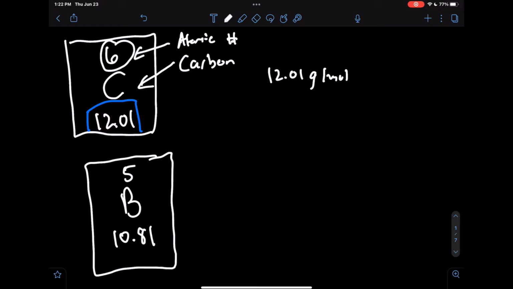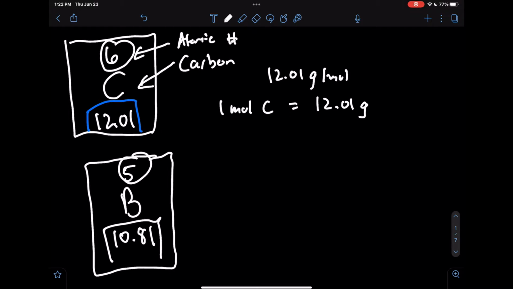For carbon, the average is 12.01 grams per mole. Grams per mole is the standard unit when talking about molar mass. It basically just means that for 1 mole of carbon, it weighs 12.01 grams on average. The second example I have right here is for boron. Boron has an atomic number of 5 and an average atomic mass of 10.81. Therefore, 1 mole of boron is going to equal 10.81 grams per mole.